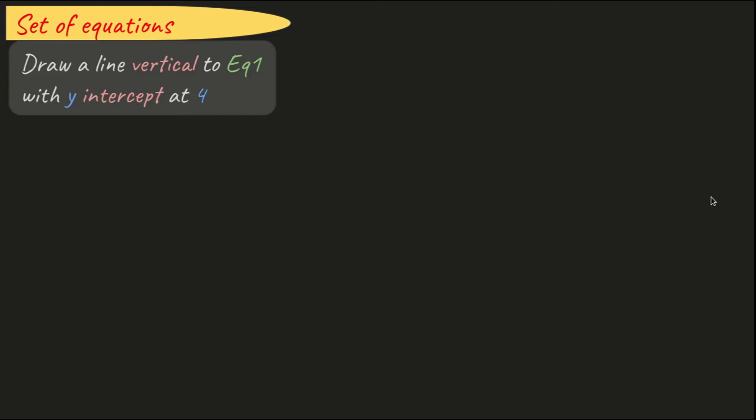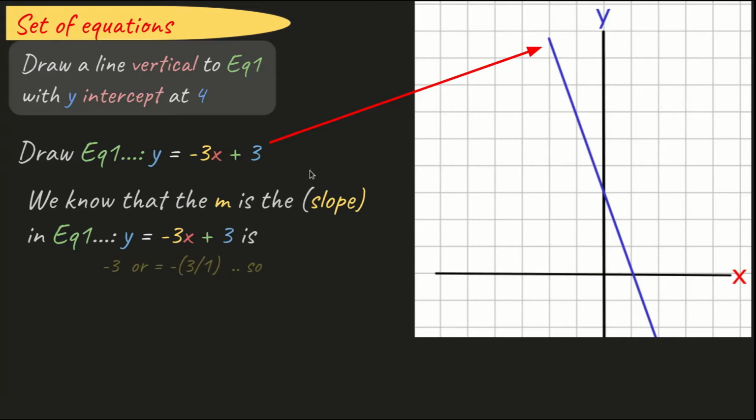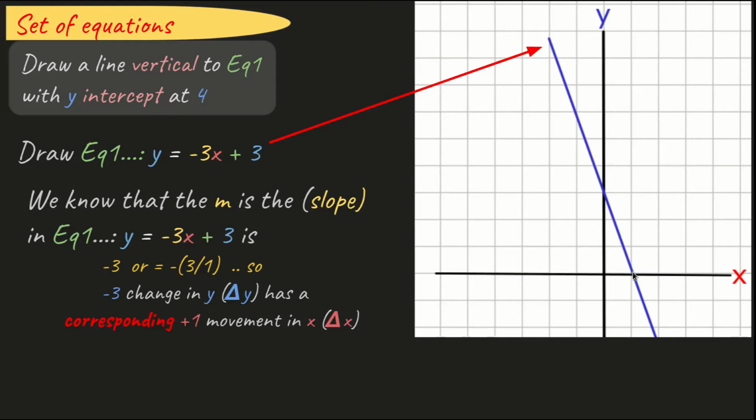Let's look at a problem. The statement is draw a line vertical to equation 1 with y-intercept at 4. Equation 1 looks like that. Y is equal to minus 3x plus 3. We know how to draw that line by saying that the c part, 3, in other words, where the line crosses the y, is 3, and we'll draw that line. We know it's negative, so that must be hanging off to the left. We have a minus 3 y change for every change in x. With x changing by 1, y changes by negative 3.